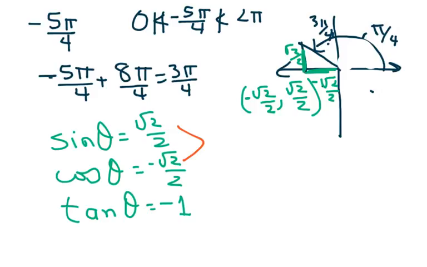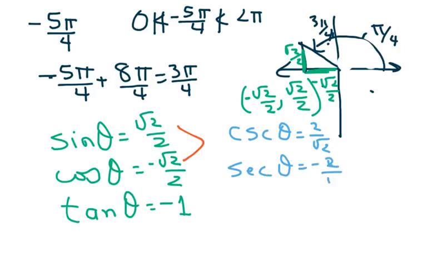And then for cosecant, you just flip everything. Secant is the same but negative. Negative 2 over root 2. And cotangent's going to be the same. That's over 1. So you're just going to get 1 over negative 1, which equals negative 1.